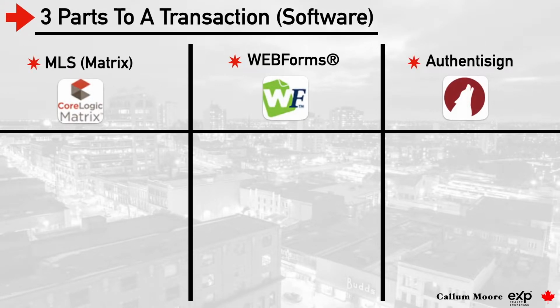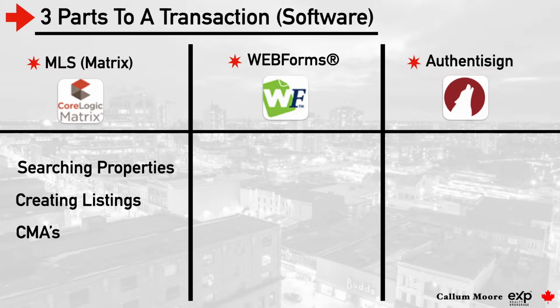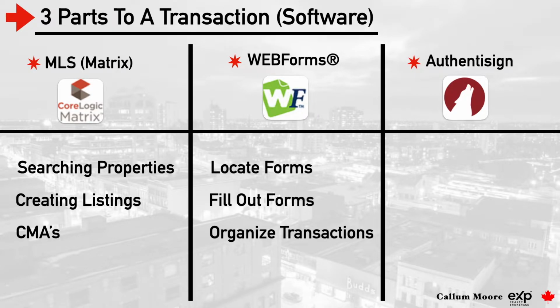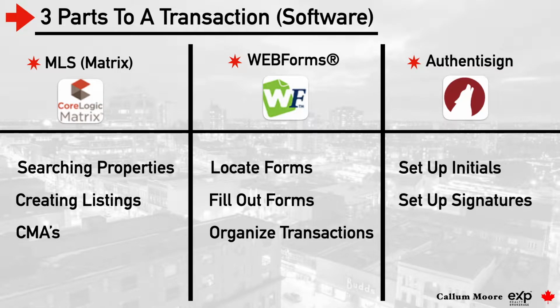If you broke it down into three parts, you have the MLS, basically Matrix, for searching properties, creating listings, doing CMAs, etc. Basically the best tool we have. Then you have web forms to find and fill out all of the forms you'll need for your clients. And then you have Authentisign to move all of the forms into and put all of the initials and signatures in the right places to send off to your clients and receive back from your clients. Easy stuff if we break it down. But now, how do we do all this?